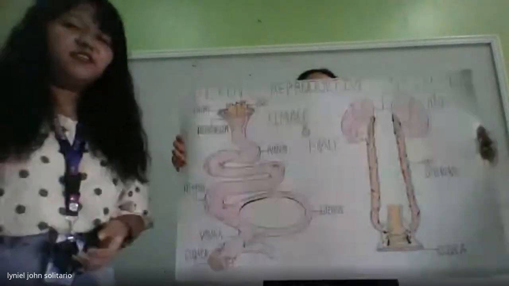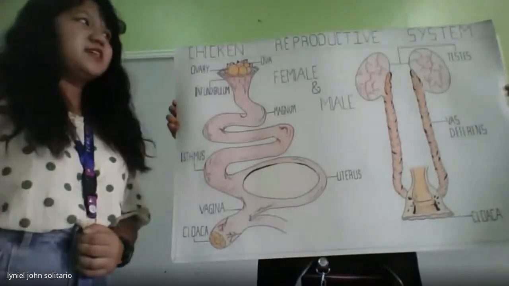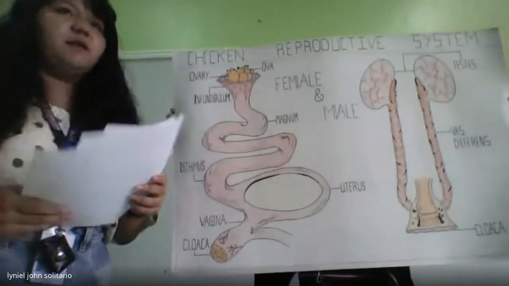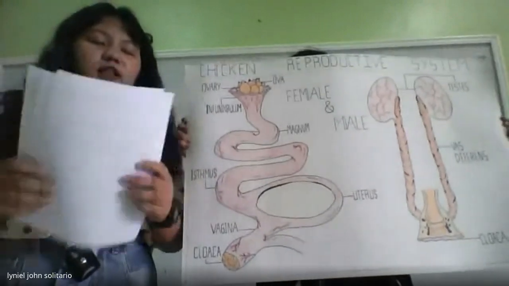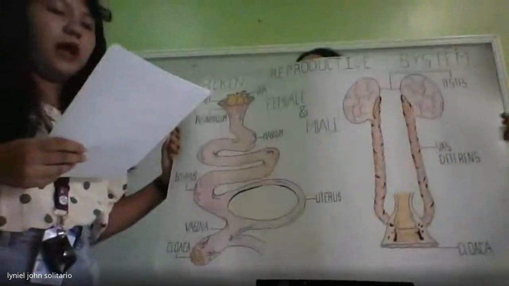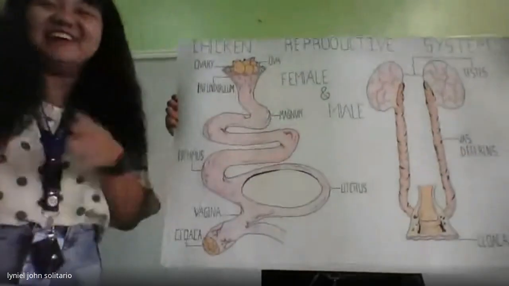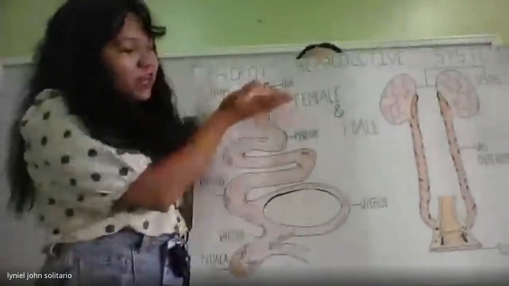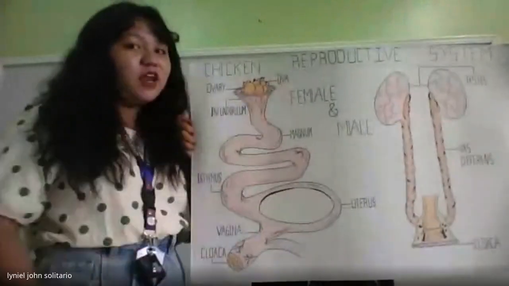Good afternoon, everyone. My name is Shanali Albon, and I will be presenting the chicken reproductive system. Since there is male and female, let's start off with the female. The female is composed of two parts, the ovary and the oviduct. The ovary is where the eggs are formed, and the rest is the oviduct.